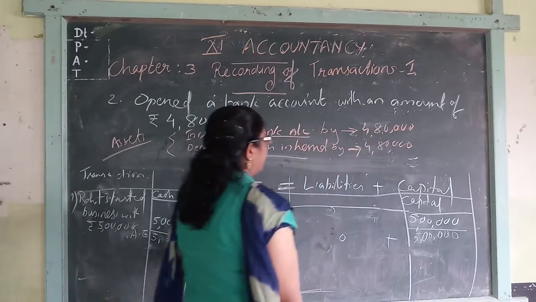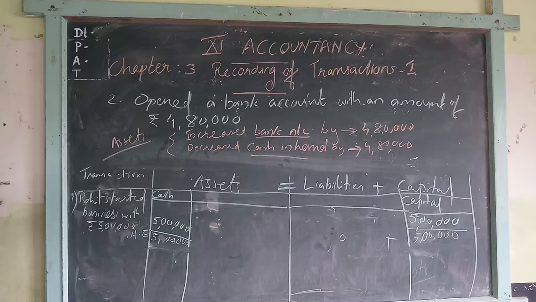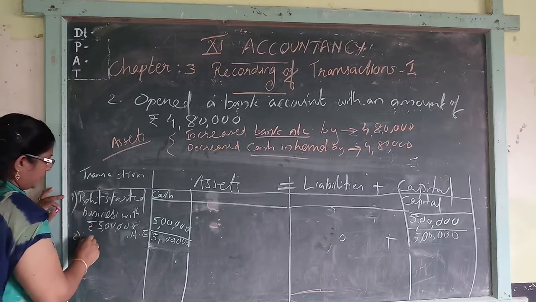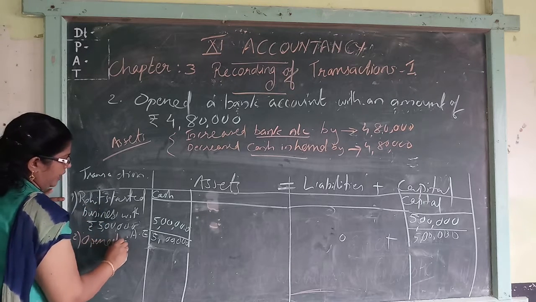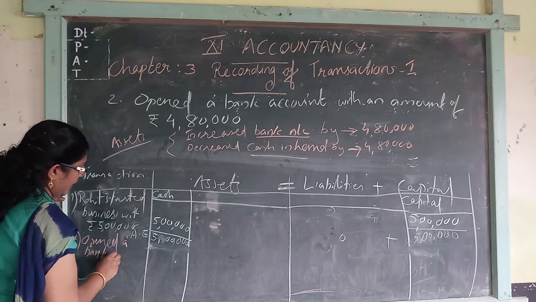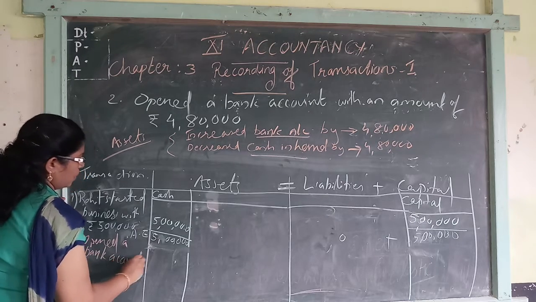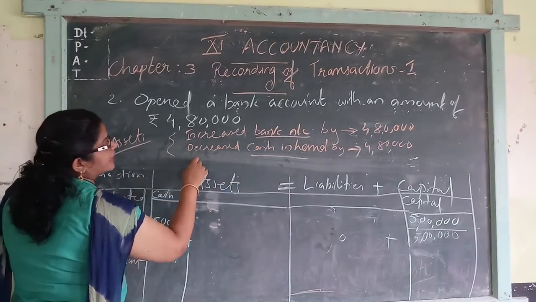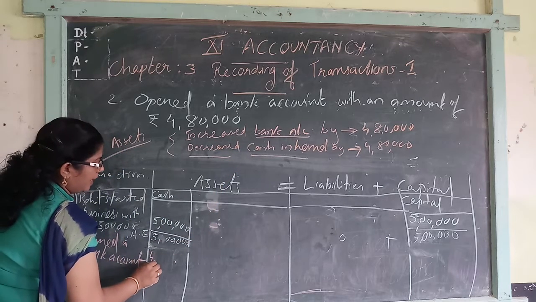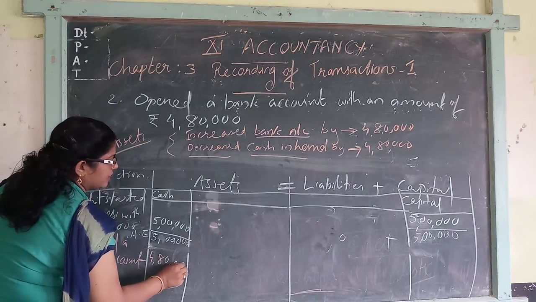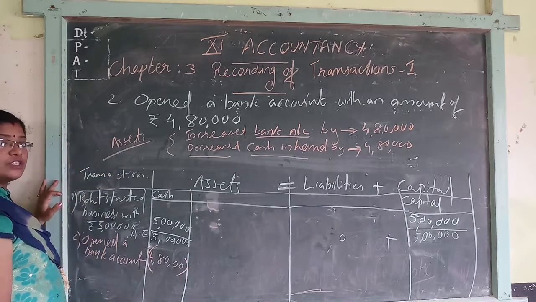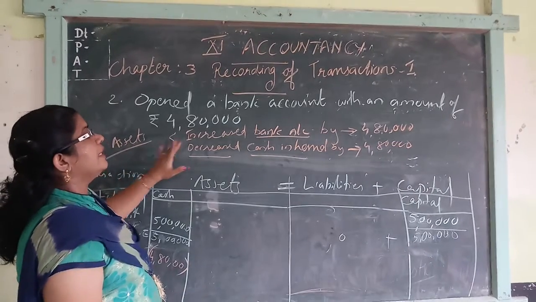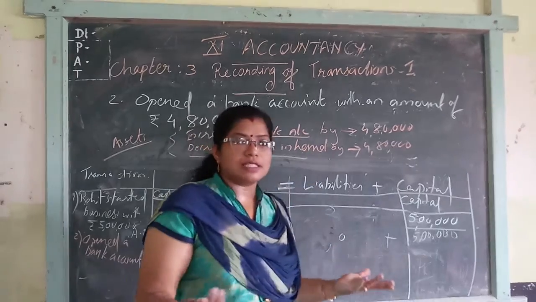Now, a double line here. Second transaction: open a bank account. Is cash increased or decreased? The cash in hand decreased. So here 4,80,000 rupees decreased. The symbol for decrease is a bracket, meaning you should subtract it, so I put it in brackets. And the second one is the increased bank account. Bank account balance is our asset.